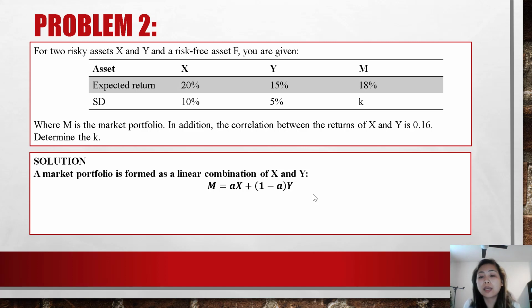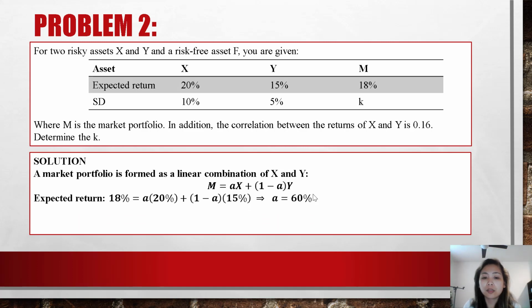In order to determine K, we have to determine the standard deviation of M, and in order to determine the standard deviation of the market portfolio M, we have to find the variance of M. So let's write out the formula for the variance of M using this equation. But first, let's find the weight. We have expected return of M is 18%, expected return of X is 20%, and expected return of Y is 15%. The weights are A and 1 minus A respectively, so we get A is 60%.